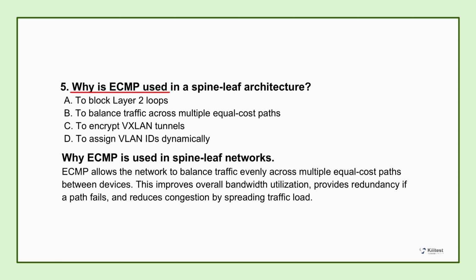The problem it solves is basically twofold: preventing bottlenecks on some links while others sit idle, and avoiding single points of failure. ECMP lets the network spread traffic across multiple paths that all have the same cost or preference. This is huge because it boosts your overall bandwidth usage and gives you built-in redundancy. If one path fails, traffic just naturally flows over the others.